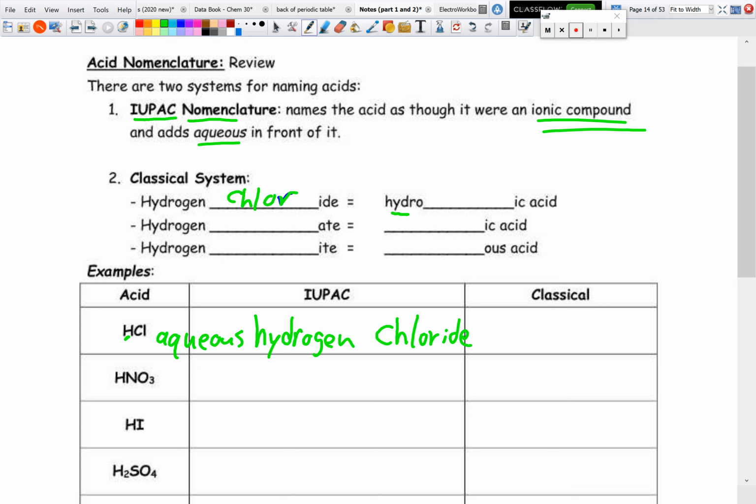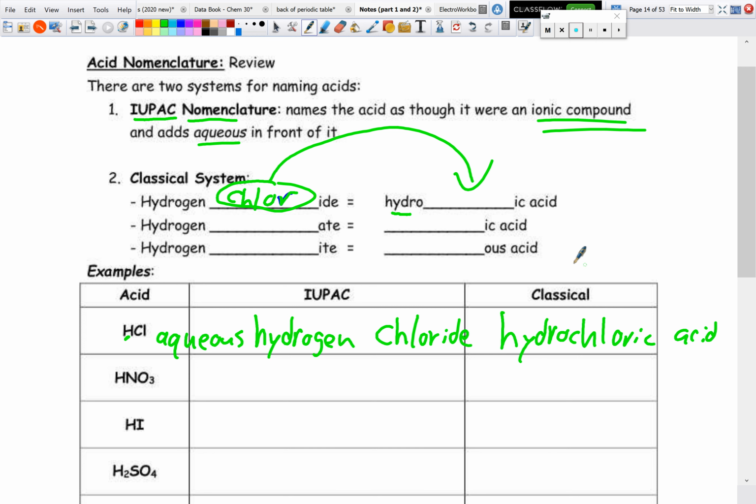So we put hydro in front, and then whatever the anion stem is, so this chlor is going to get tossed in right here. This whole thing is going to get tossed here, so we get hydrochloric acid. And that's it. So that is the ones that end in the IDE.